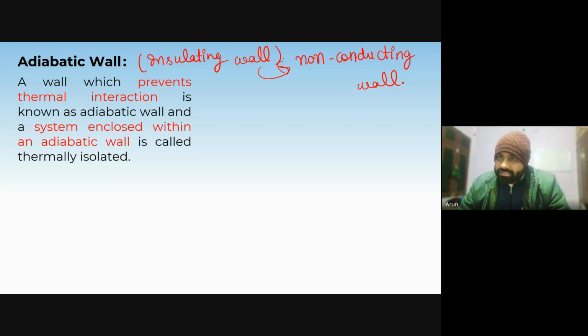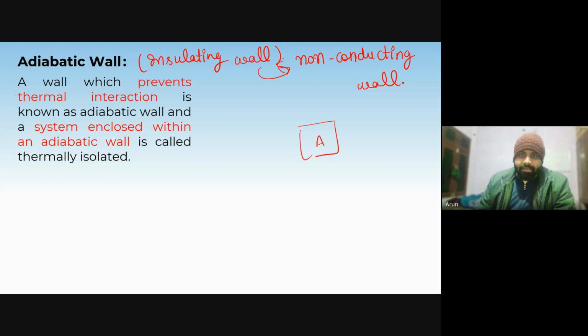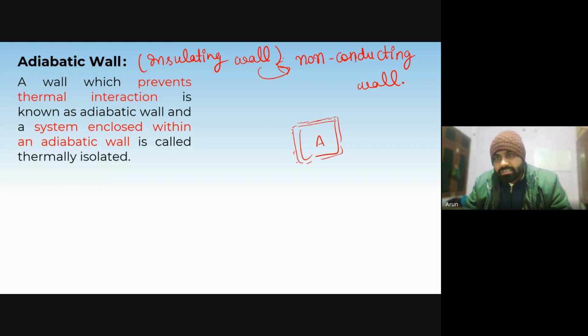So if any system is enclosed with this wall, like this is the system A, and these walls are adiabatic, this system will lose no heat to the surrounding. There will be no heat transfer. So we can say that this system is thermodynamically isolated.